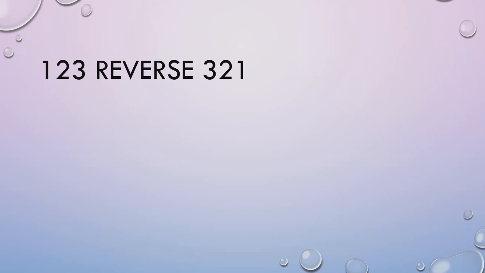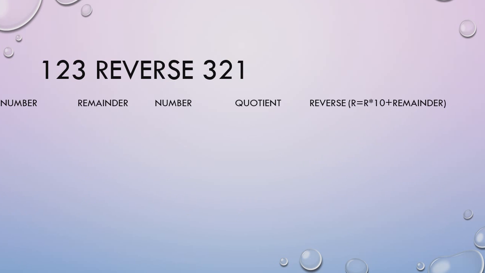Just look at another table, which is same as previous one. We have a number 1 2 3, divide it by 10, get remainder 3 and get quotient 12. Now we are going to store this remainder in a variable called R, represented by capital R. Here we are going to store the remainder in this way. Means R will be equal to R multiplied by 10 plus remainder.